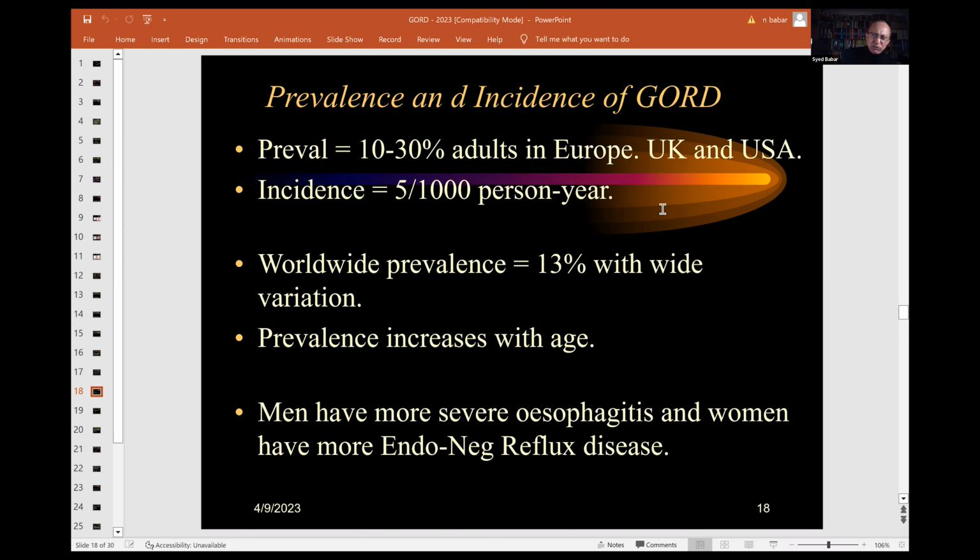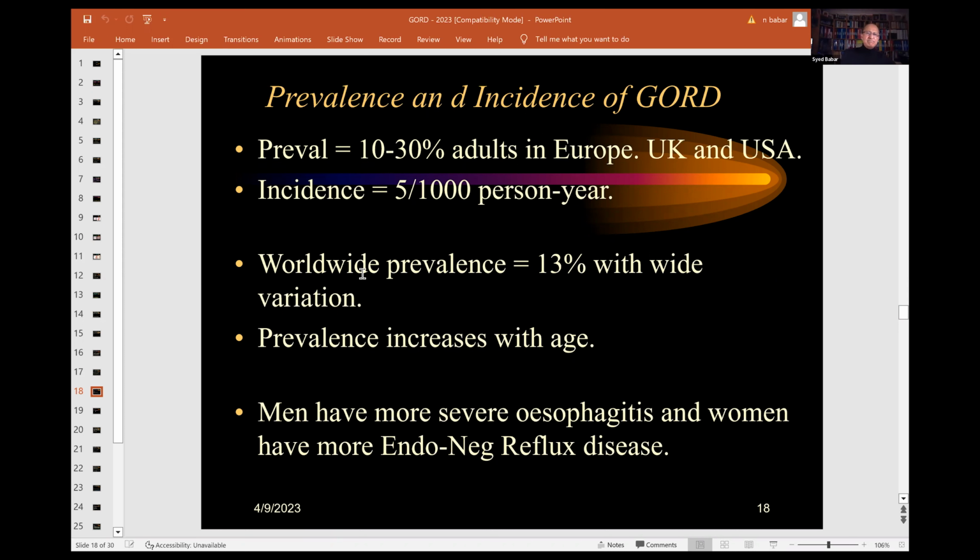So now we go back to the GORD. How often does one see it? In Western world, the incidence is between 10 to 30%. Italy has higher number, Greece has a higher number, UK and Norway have less. And the incidence is calculated in these Western regions as 5 in every 1,000 person per year.